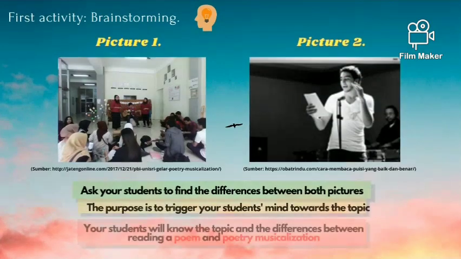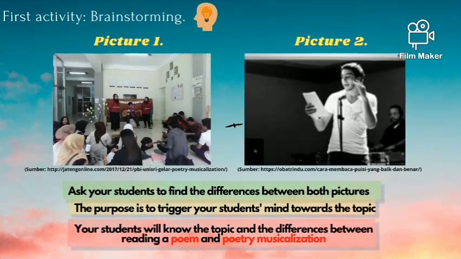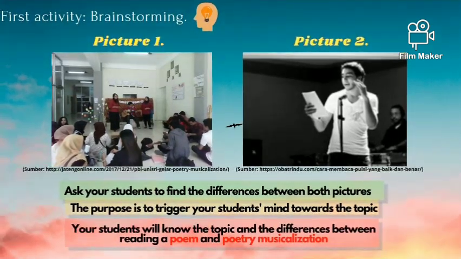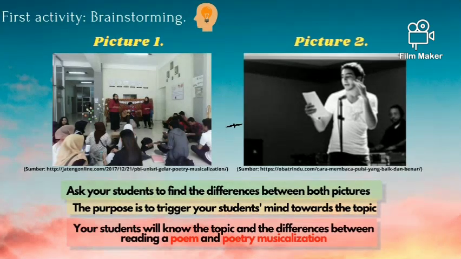The first activity is brainstorming. In this activity, you ask your students to see the two pictures of a man reading a poem and three students reading a poem accompanied by guitar. The students are expected to find the difference between both pictures. The purpose of this activity is to trigger your students' mind toward the topic. From this activity, the students will know the contents of the lesson and the differences between reading a poem and poetry musicalization.